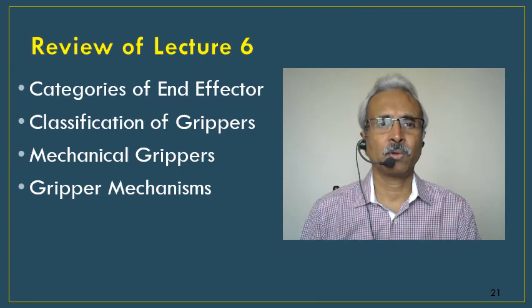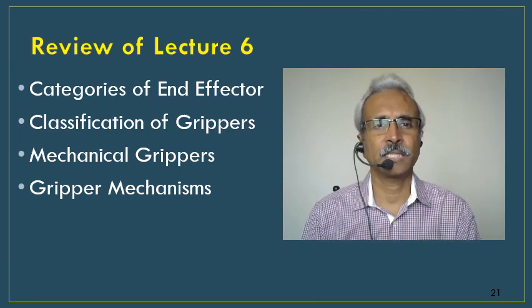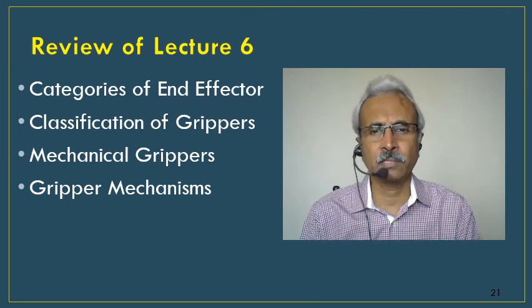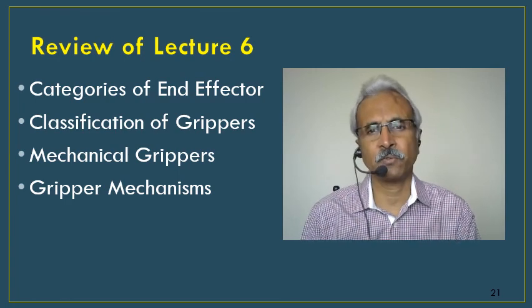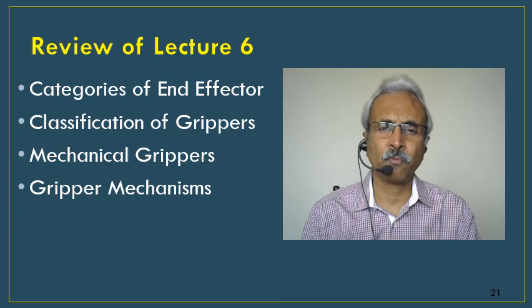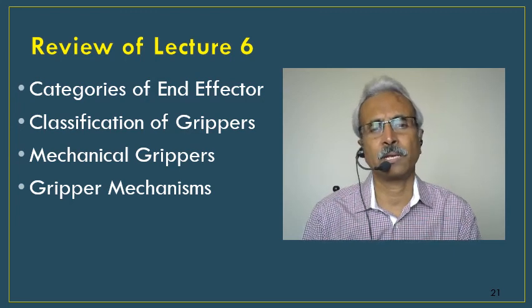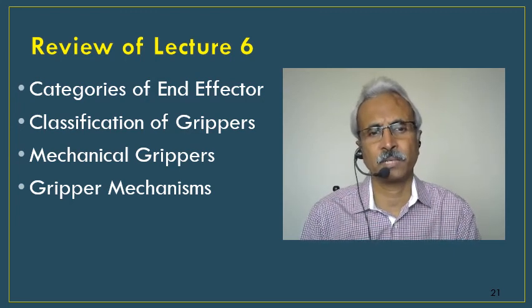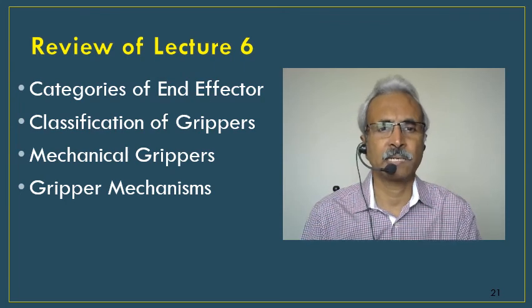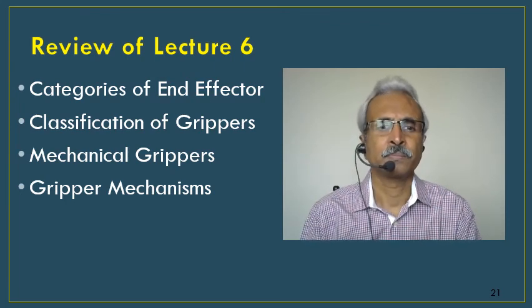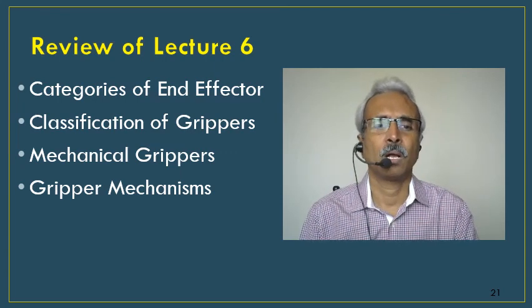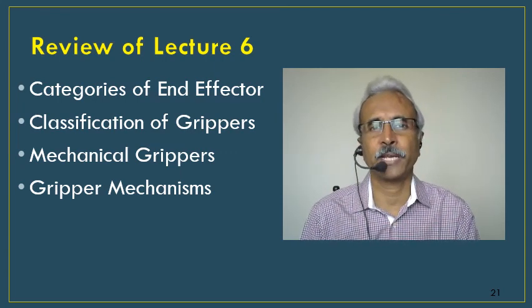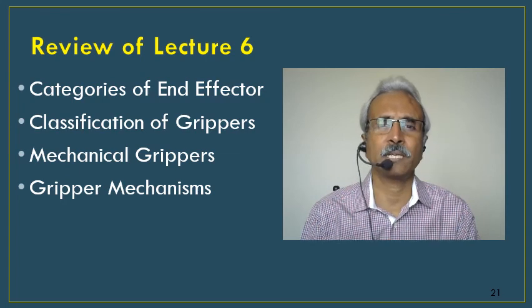So we have come to the end of lecture 6. There we'll have a review of what we discussed in this lecture. We discussed different categories of end effectors, and there are a lot of types of grippers, and we discussed the classification of grippers. And of course, mechanical grippers are one type of grippers, and for these mechanical grippers, what sort of mechanism to use for the gripper to get actuated. So these are the things we discussed in this lecture.